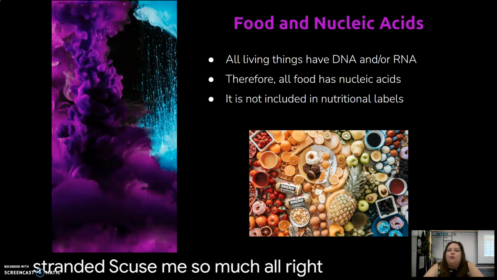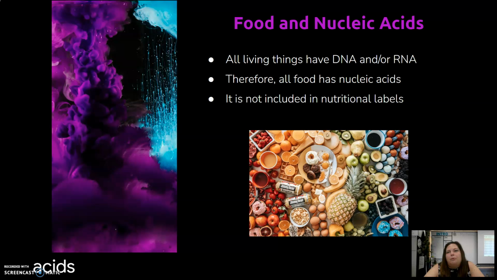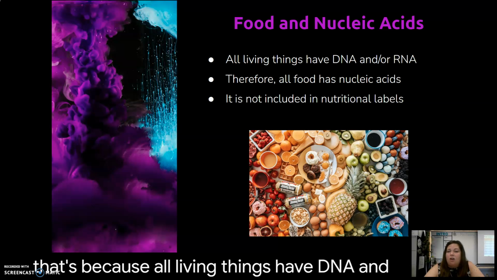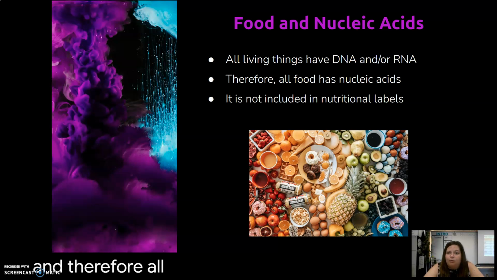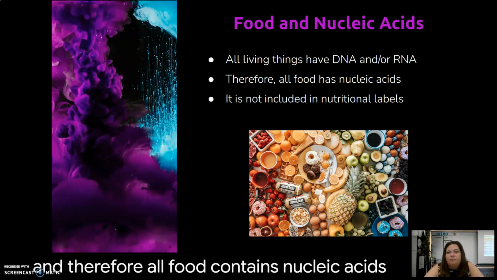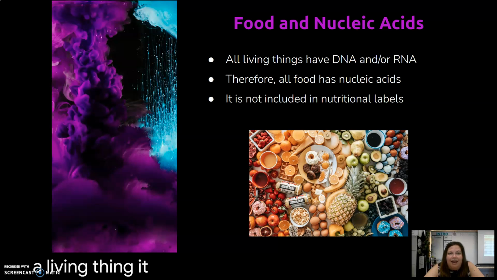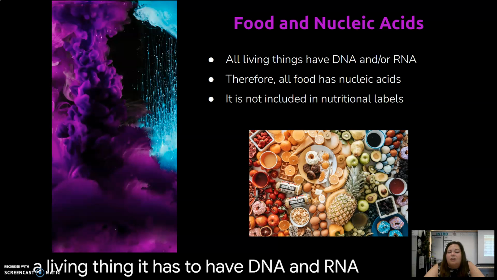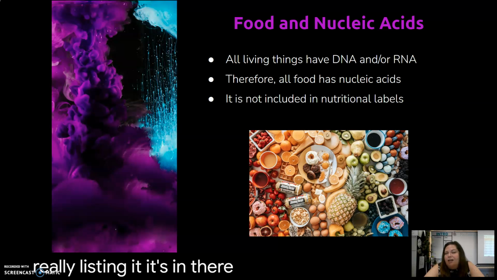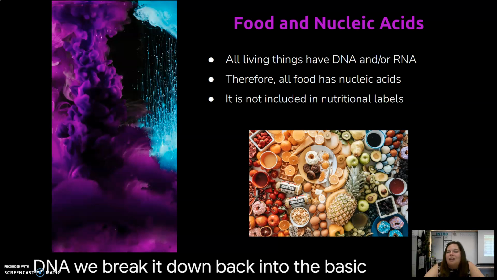All right, food and nucleic acids. Remember when we were looking at the nutrition label and we noticed that nucleic acids weren't listed on there, but we said we eat our macromolecules? Well, that's because all living things have DNA and or RNA, and therefore all food contains nucleic acids. That's why it's not included on nutrition labels, because if it's a living thing, it has to have DNA and RNA. So there's no point in really listing it. It's in there. And I know it sounds weird to think about it, but we use other organisms' DNA. We break it down back into the basic molecules and reuse them.